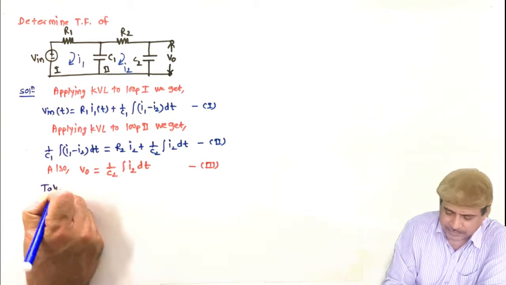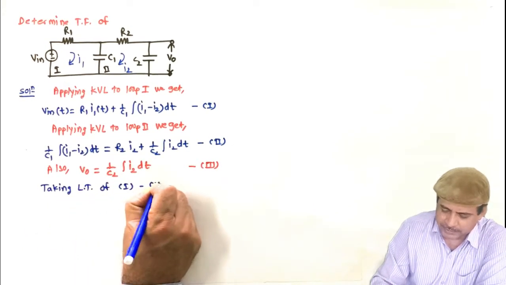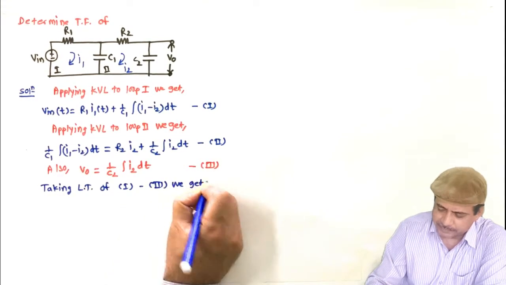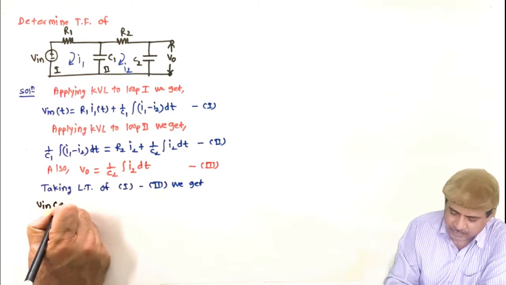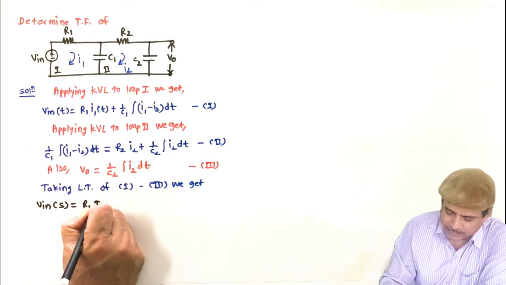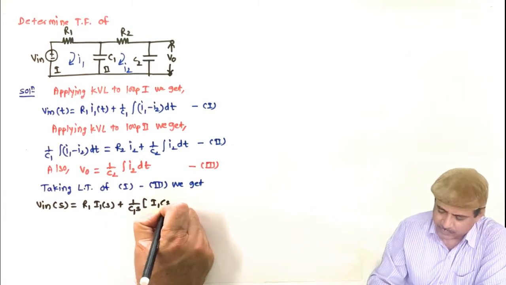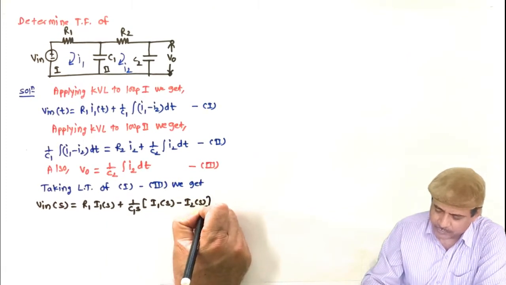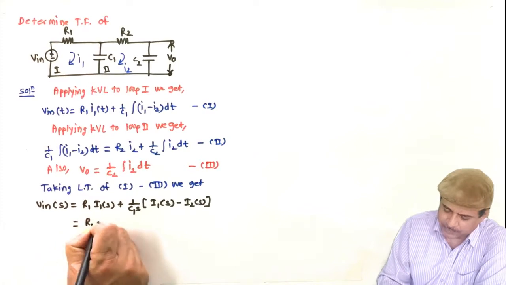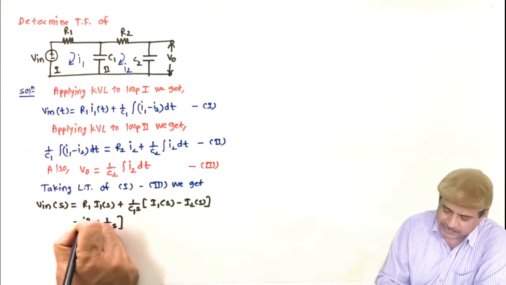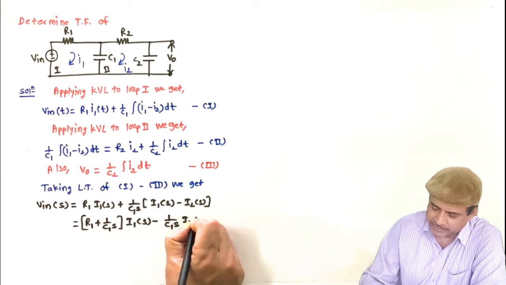So taking the Laplace transform of 1 to 3, we get V in of s is equal to R1 I1 of s plus 1 by C1s into I1 of s minus I2 of s. Correct. And that I can say is nothing but R1 plus 1 by C1s into I1 of s minus 1 by C1s into I2 of s.